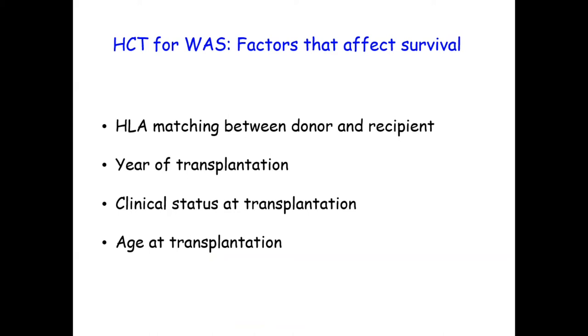Okay, so what factors really affect survival following transplantation? What are the key factors that affect survival? The most important factor is probably the matching of the HLA system between the donor and the recipient. But I also want to emphasize three other significant factors. The year of transplantation, which is something, of course, we can't control, because you're born and then you get a transplant in a specific year. The clinical status of the patient at transplantation, this is something that perhaps we can control. And age at transplantation, which actually was one of your questions. So let me review a little bit what has happened in that regard.